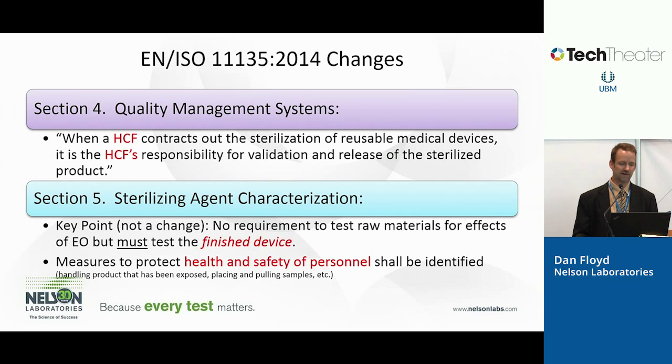One of the key points for Section 5, which is the sterilizing agent characterization, this is looking at ethylene oxide itself. You don't have to really go through and do testing to characterize a sterilant as long as you're using a known blend or 100% ethylene oxide. If you were to use a different type of sterilant that hasn't been out there before, you would have to characterize it. But the biggest point to take away from this is that there's not a requirement to test raw materials, but you do have to test your finished device to see the effects of ethylene oxide. And so just on the finished device itself.